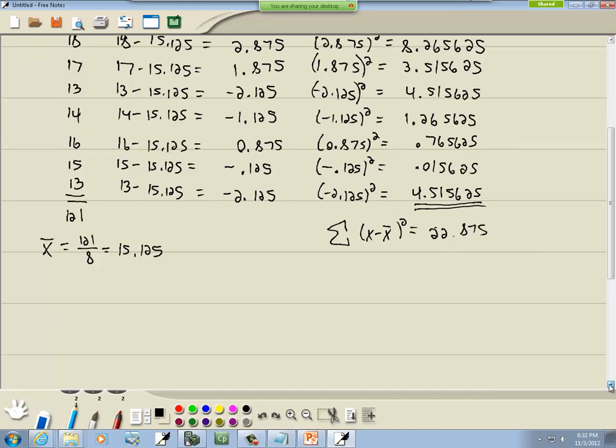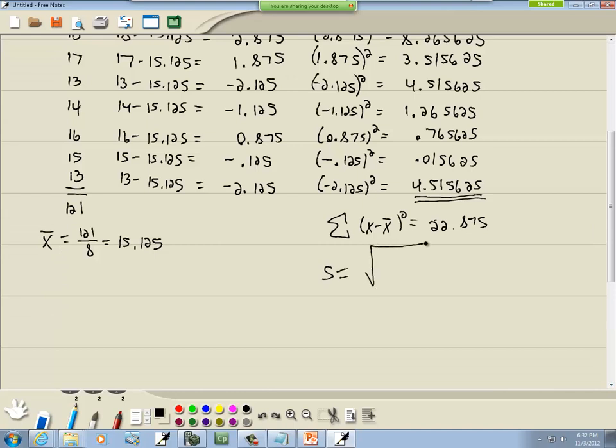So then S is going to equal the square root of what we just found divided by n minus 1. And n is 8, so we'll have 22.875 over 8 minus 1. So let's see, 22.875 divided by 7. And I don't want to round it, so I got 1.807721534.